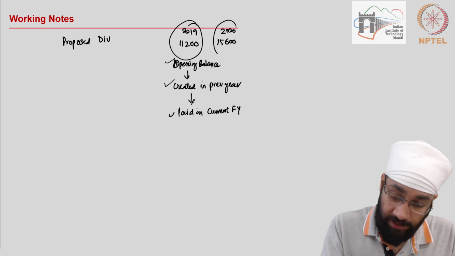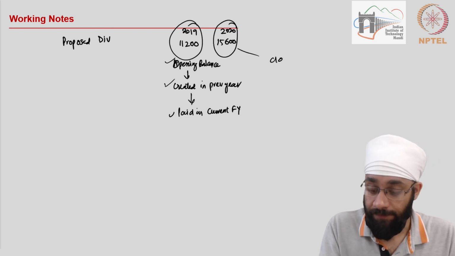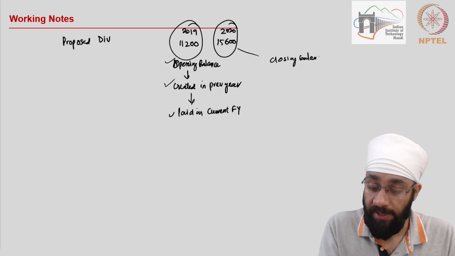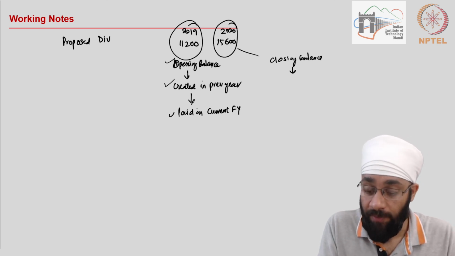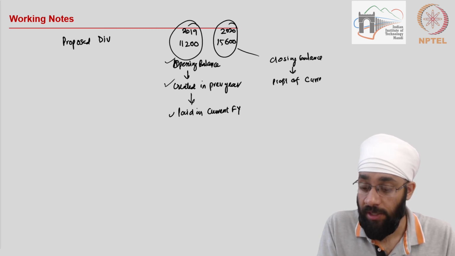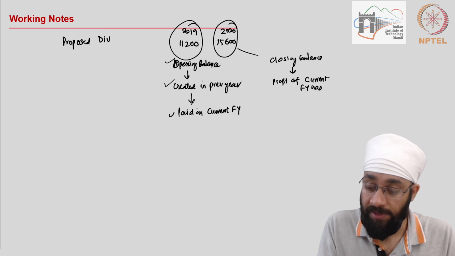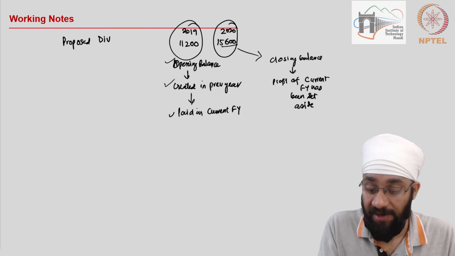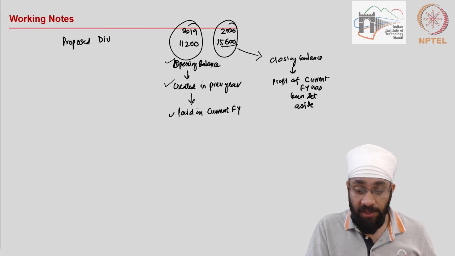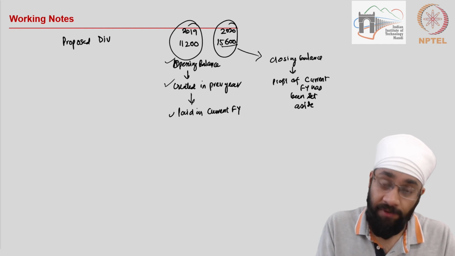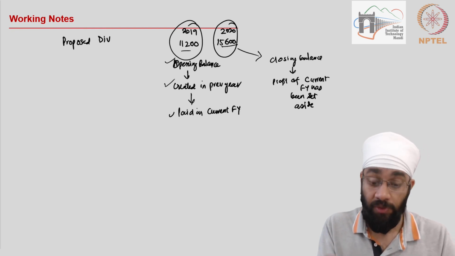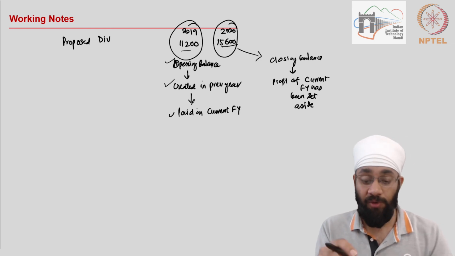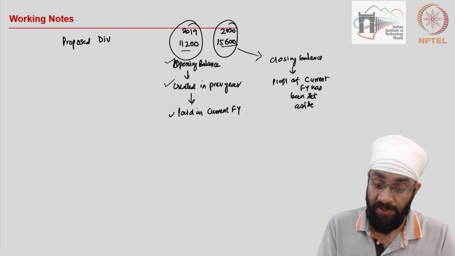On the other hand, here, this is the closing balance. This means that this much amount of profit of the current financial year has been set aside. This is what it means. So from the profit this year, 15,600 was taken out and kept aside, and during the year, actual dividend which was paid is this 11,200, which is the opening balance. So we are going to use these two numbers, and we know where these things would go.